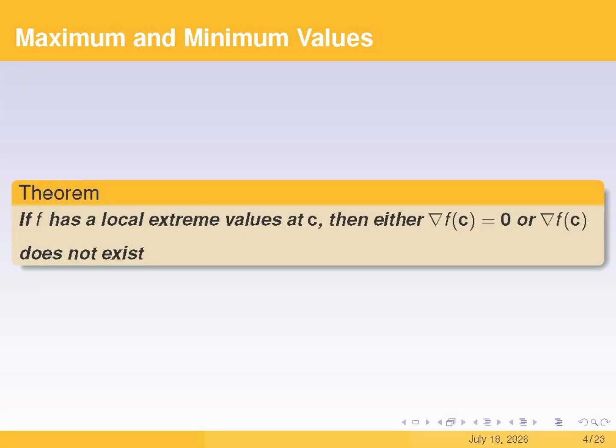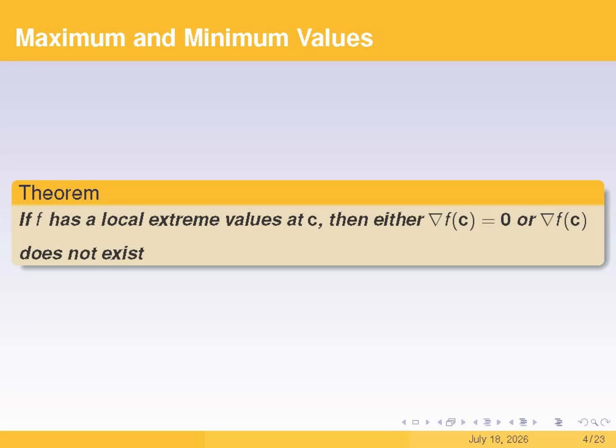This theorem shows us that if a multivariable function has a local extremum at point C, then the gradient of f at C is either the zero vector or it does not exist. Now, a big caveat here is that this theorem only goes one way. In other words, just because the gradient equals the zero vector or does not exist at C, it does not mean that the function automatically has a local extremum there.